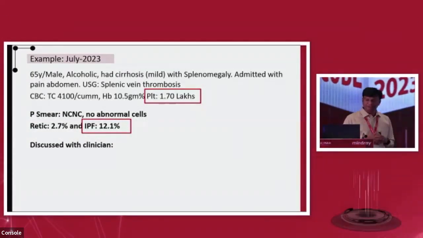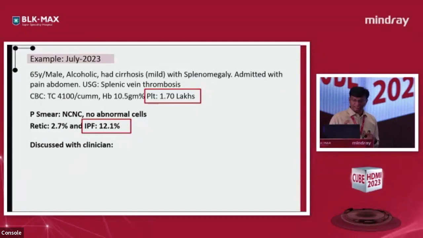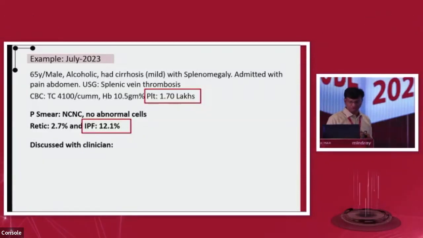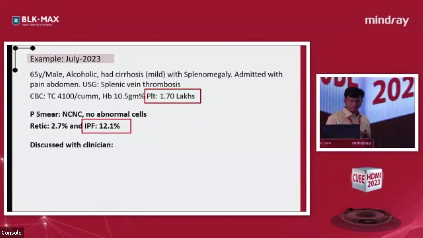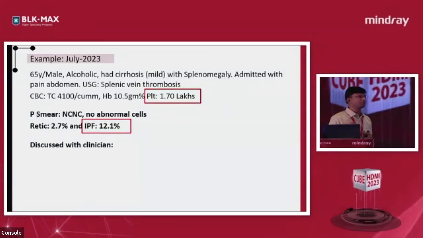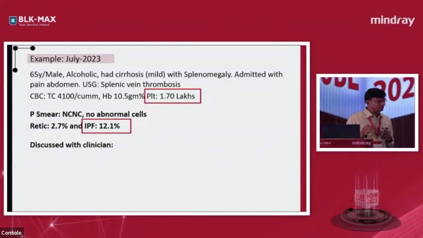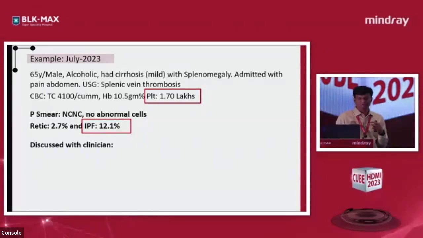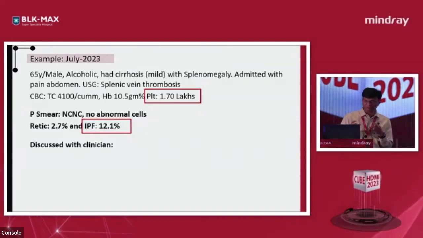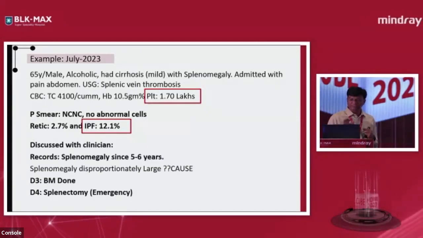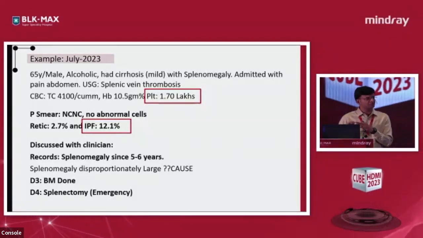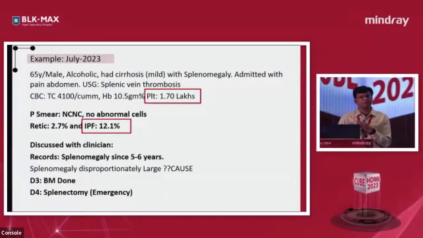And this is again an interesting case. A 65-year-old male, an alcoholic, with mild-grade cirrhosis and splenomegaly, was admitted with abdominal pain. Ultrasound showed a splenic vein thrombosis. The count showed 4,100 cells, Hb 10.5, and platelets 1.7 lakhs. As you know, whenever we receive a peripheral smear, we do all these things, and IPF was 12.1. Somehow that was not matching, and we discussed with the clinician whether steroids had been given. He conveyed that his record showed splenomegaly for 5 to 6 years, disproportionately large for the grade of cirrhosis, and they also wanted to find the cause.